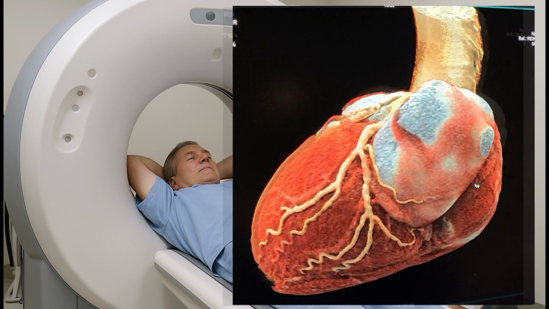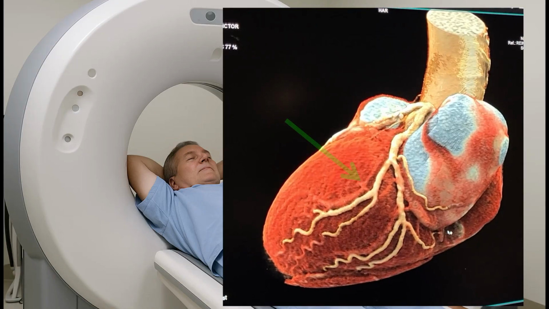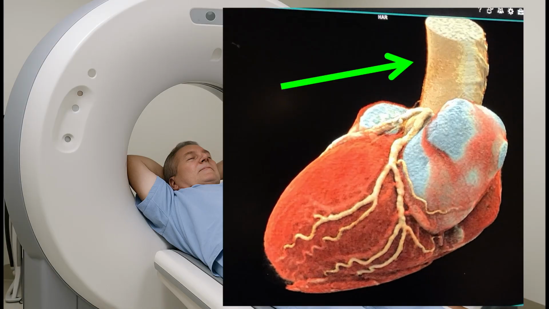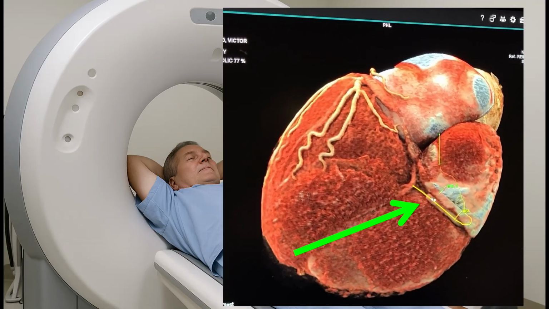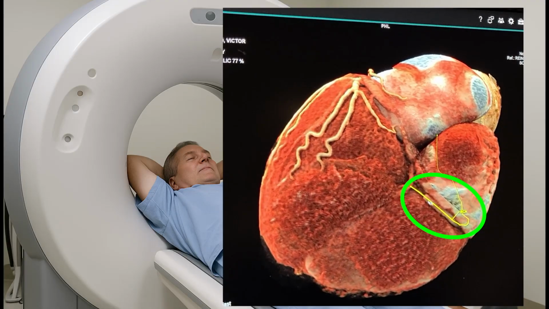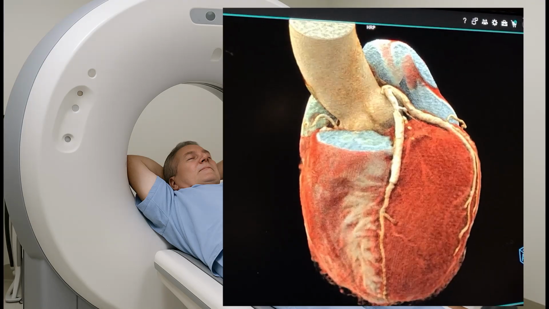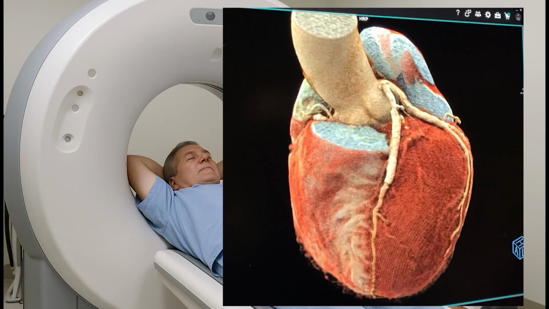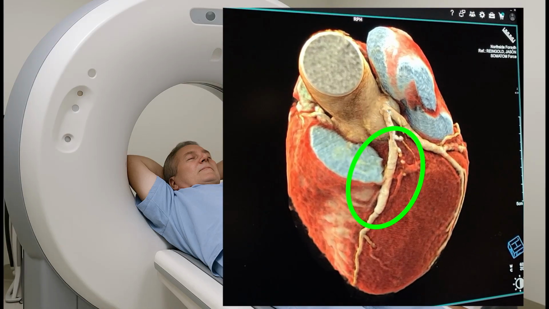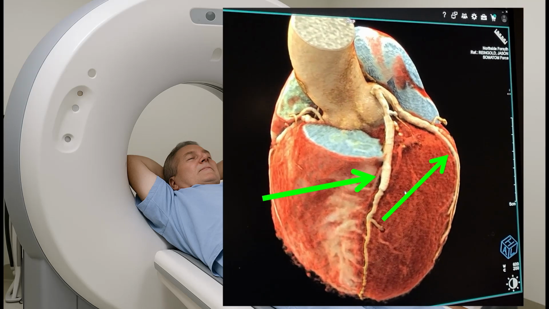This is my heart. This is the left circumflex artery and the obtuse marginal branches coming off of it. This is the aorta. This is the end of the RCA, the right coronary artery. And this large thing here is the end of one of my stents. If we rotate around to the front of the heart, we see the LAD, the left anterior descending artery, also known as the widowmaker. And here's another one of my stents. The left circumflex artery and the left anterior descending artery come together at the left main artery.